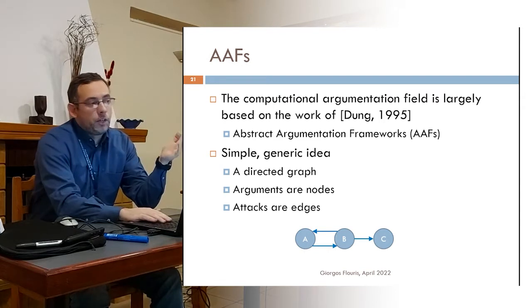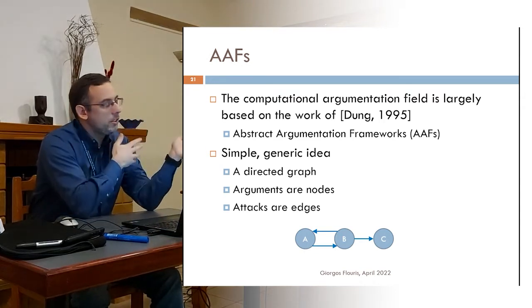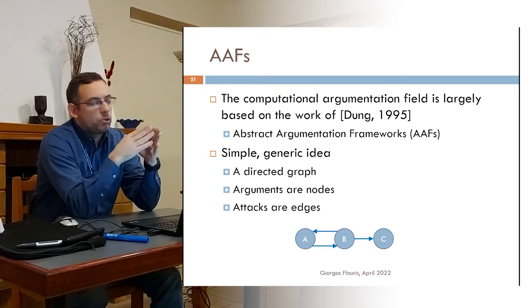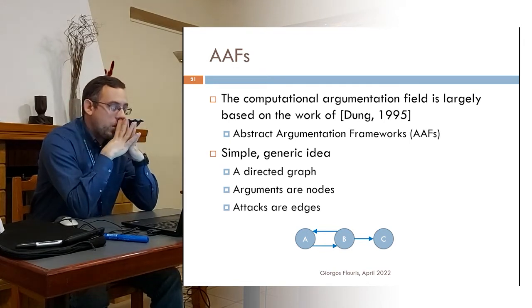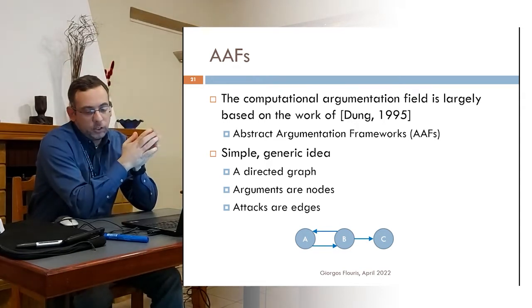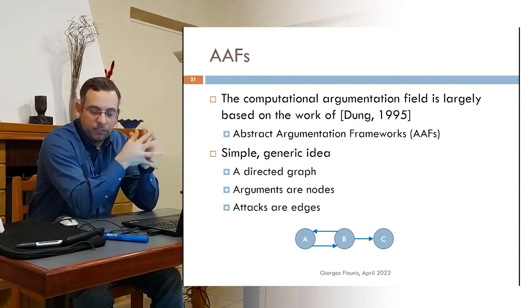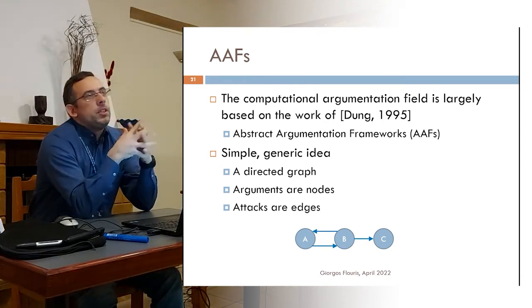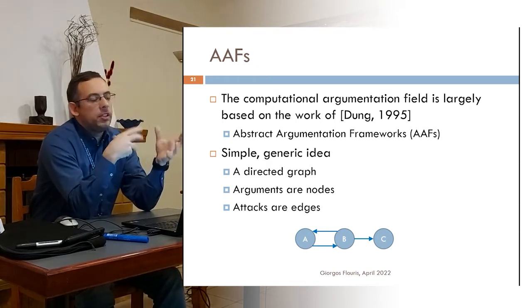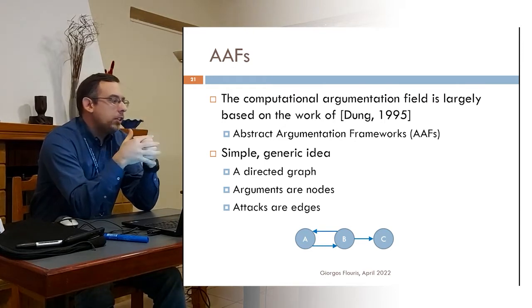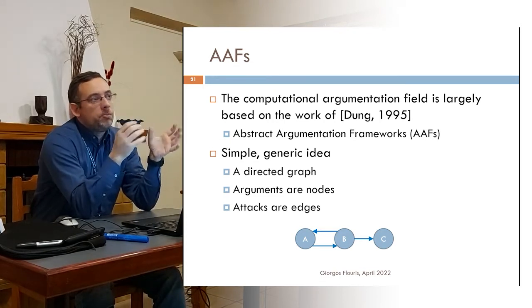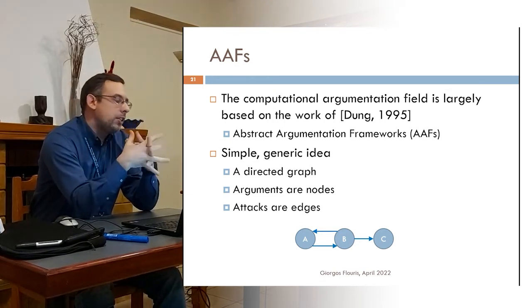There have been a lot of pioneers on that since the 60s, 70s, 80s, but essentially the field is now largely based on the work that was performed by Dung in 1995. Dung had a very simple but also very important idea. He said, instead of trying to understand the context of each argument and how the interaction between arguments happens, why don't we just forget about the internal structure of the arguments and just model the arguments themselves and their interrelationships? So what he said is, give me a graph.